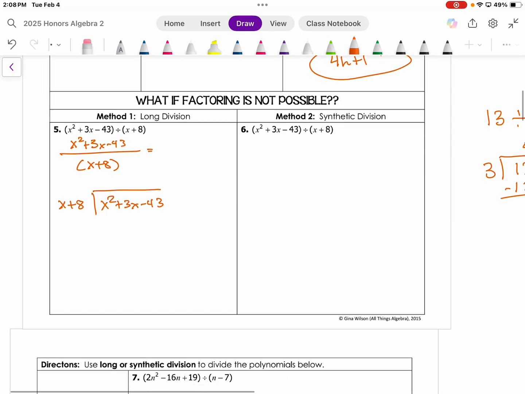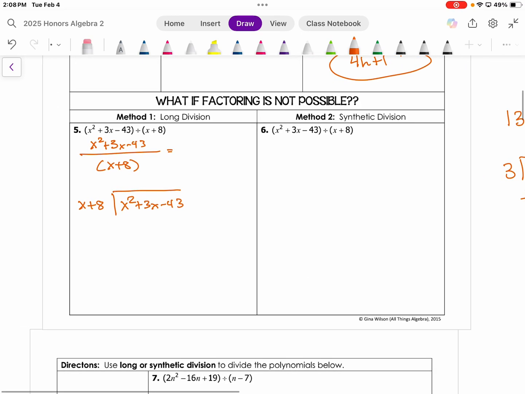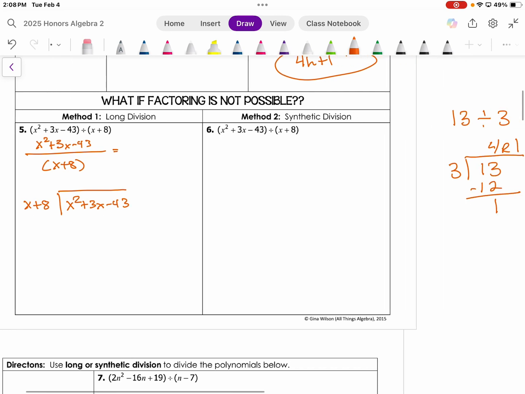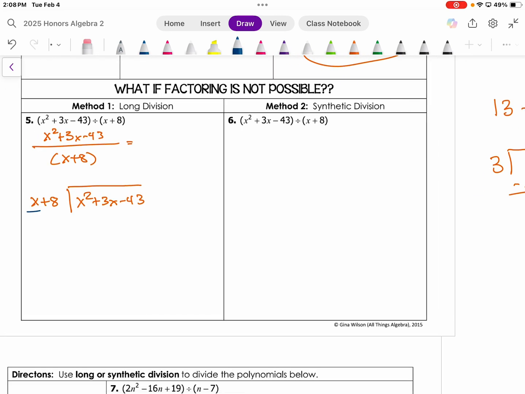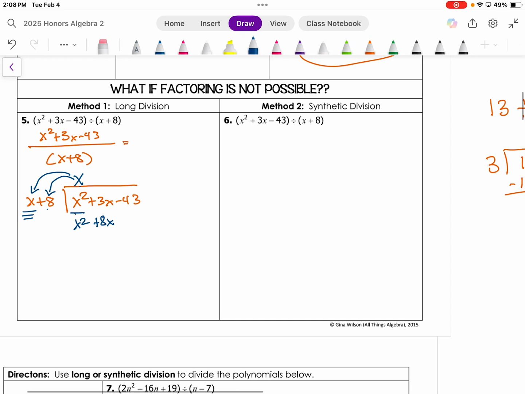Okay? So the difference now with polynomials, our goal now is to multiply the first term. All we're worried about is what do I got to multiply x by to match the x squared? So what do I got to multiply an x by to make it an x squared? X. Just an x. So I write that down on top of the box, right above it. I now distribute that x to both terms, and the answer goes underneath in that first line. So x times x is x squared. X times positive 8 is a plus 8x.